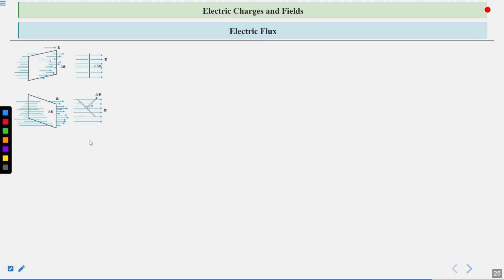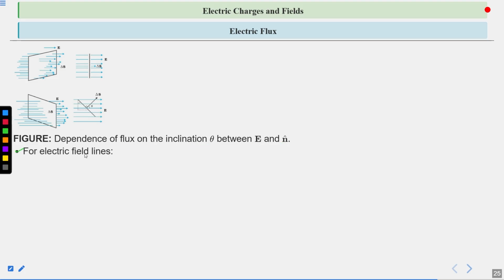Look at here. Dependence of flux on the inclination theta between electric field E and n cap, the direction which is perpendicular to the surface. For electric field lines, the number of field lines crossing unit area normal to the field measures field strength. Look at here. The electric field lines crossing the area delta S, and here electric field lines crossing area delta S.